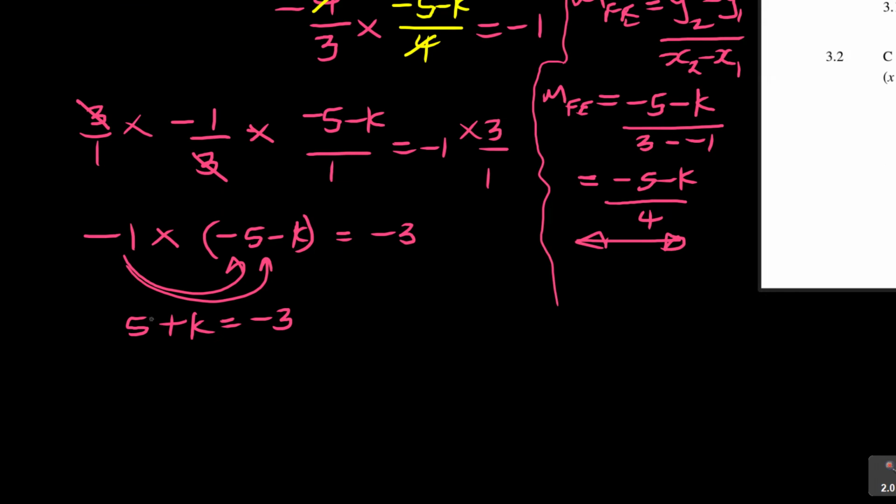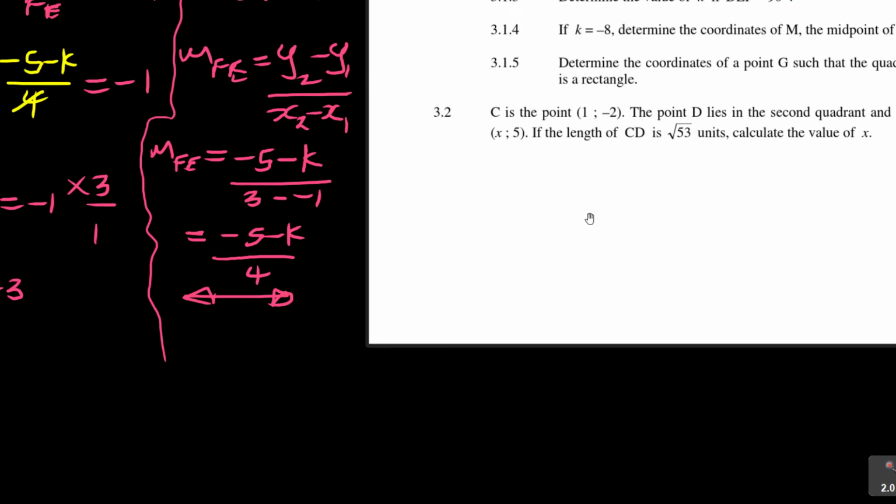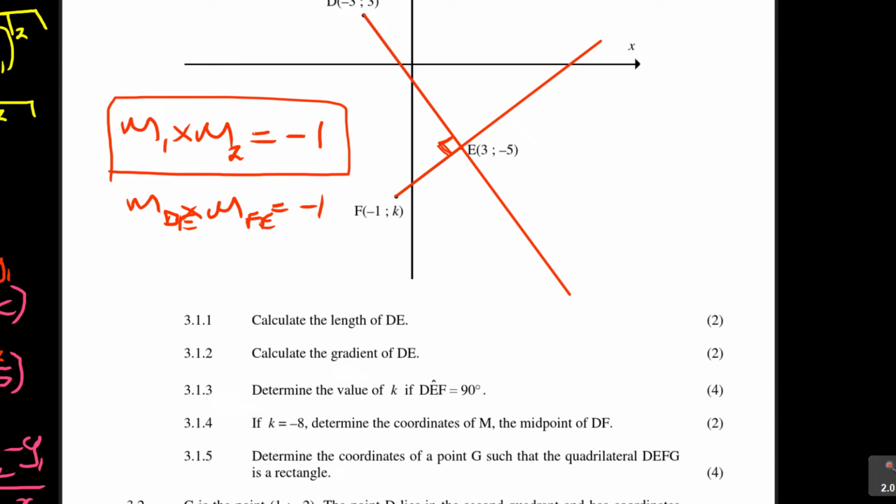And then from there, what do you have? So k is equal to minus 3 minus 5, and then k is negative 8. There is our k. So the coordinates there were actually minus 1, minus 8. See that? Are you with me?